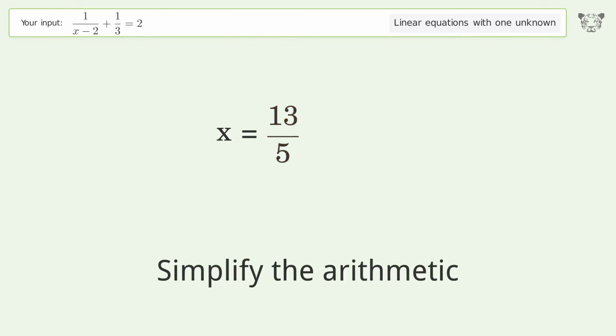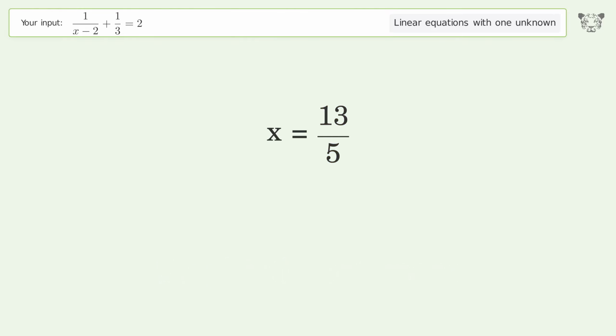And so the final result is x equals 13 over 5.